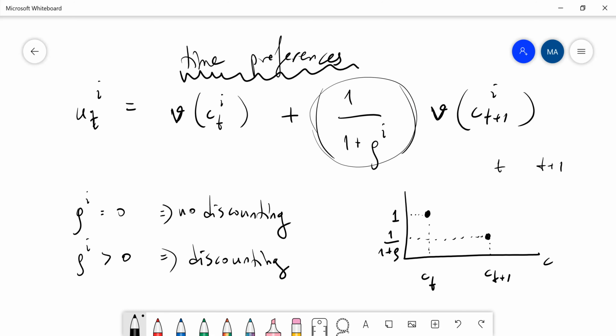This is because of the discounting assumption. So higher levels of rho mean less patience, right? Because if I increase rho, I decrease the utility weight I attach to tomorrow's consumption, and that would decrease my saving rate. I care more about today's consumption. Okay. Then once again, you can imagine that this is actually time dependent.